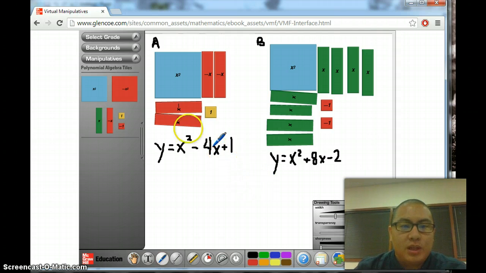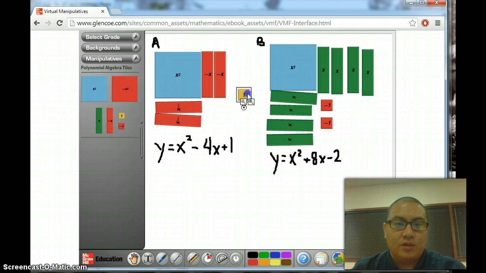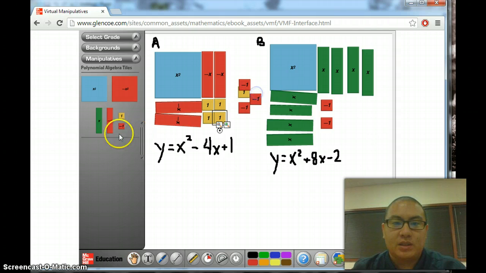What I have here is y equals x squared minus 4x plus 1. The first thing I'm going to do is move this 1 over to here, and that's fine, right? Now I need to figure out what is missing to make this a complete square. I need 4 more 1s, positive ones, to make it a complete square. Now we have a nice complete square. So now I need to add in 4 negatives to counteract adding 4 positives.